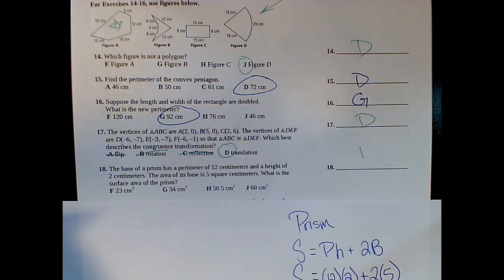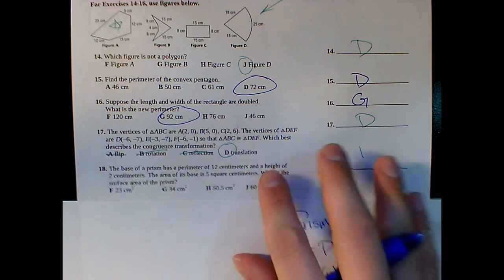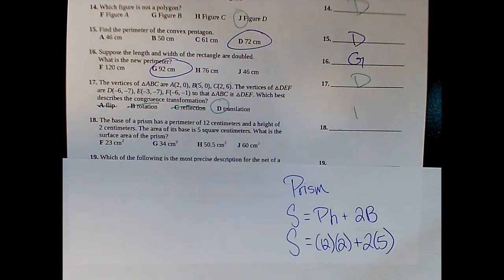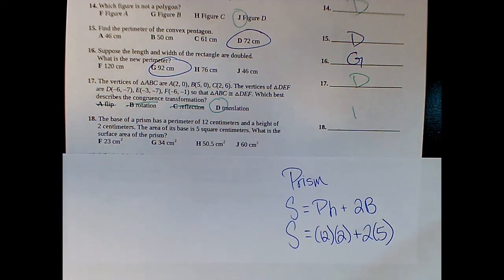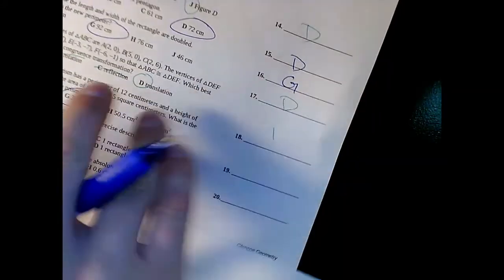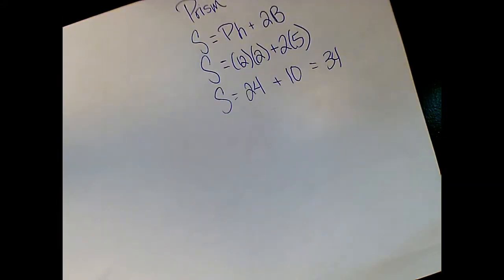Making sure you can see what I'm doing. What'll that get you? 24. That'll get you 10. That'll get you 34. And it's centimeters squared because we're talking about area. Surface area is area. Let's fold this over because I'm running out of space. Space Force.